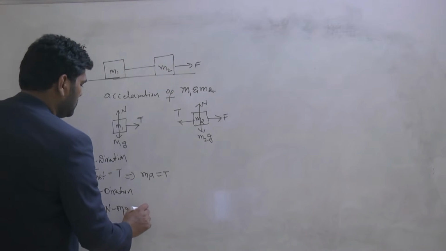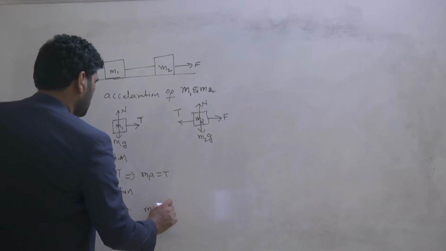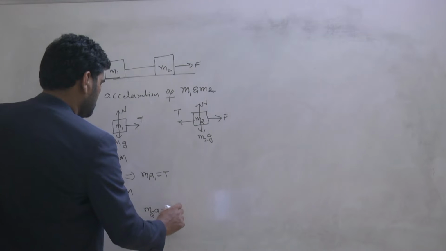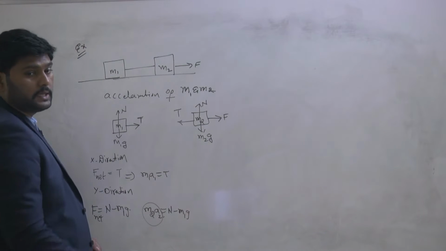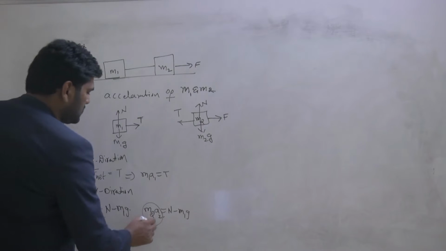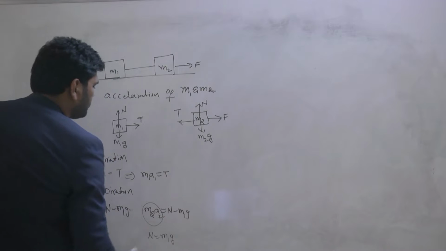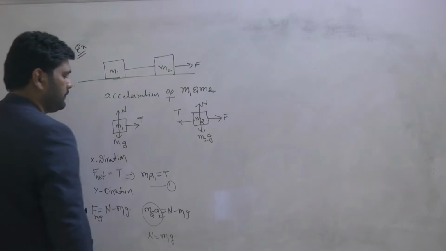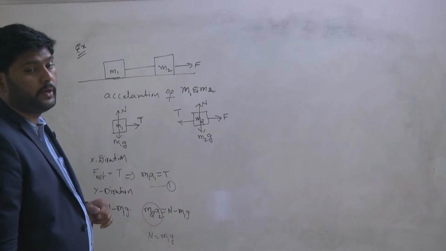Next, M2a is equal to N minus M1g. But this becomes 0 because in the vertical direction you don't have any motion. So N is equal to M1g. So T is equal to M1a. You can take this as equation 1. This equation you get from the first body's free body diagram.